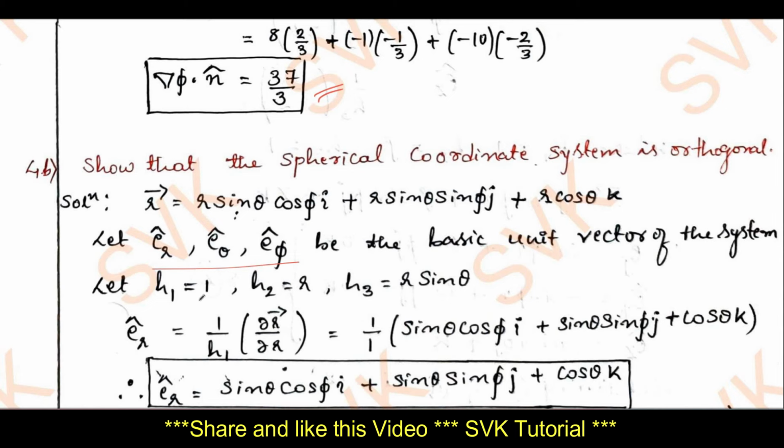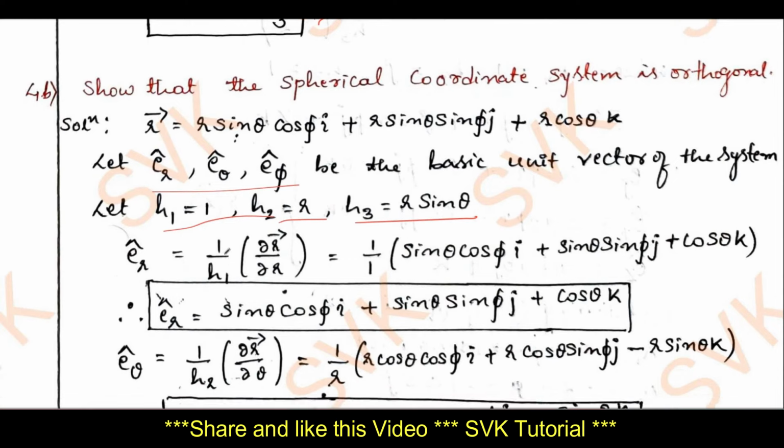Then for a spherical coordinate system the standard values are h1 equal to 1, h2 equal to r, h3 equal to r sin theta. Then I am going to find out e r cap. What is e r cap according to our definition? 1 over h1 into del vector r by del r. Differentiate vector r partially with respect to r. You know the meaning of partial derivative. h1 is 1, so 1 by 1 is 1.